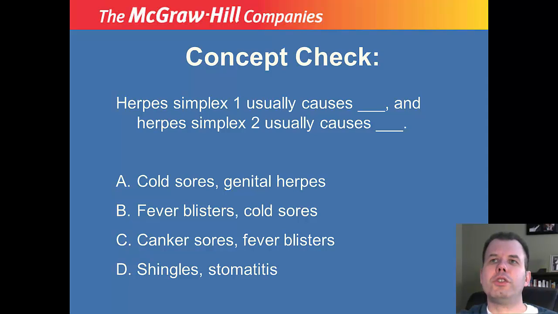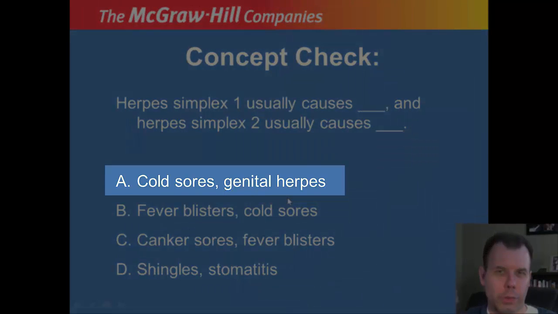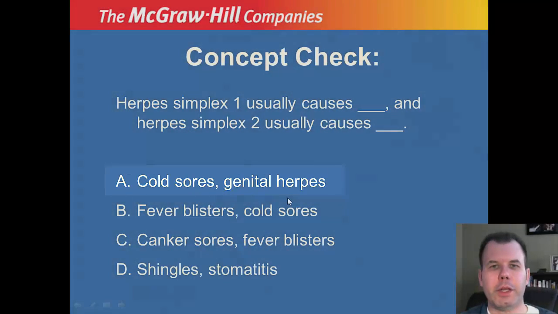Okay, so which one does herpes simplex 1 cause and which one does herpes simplex 2 cause? Is it cold sores and genital herpes, fever blisters and cold sores, canker sores and fever blisters, shingles and stomatitis? What is it? You said cold sores and genital herpes. If you've been listening for the last couple of minutes, you know it's cold sores and genital herpes. You got it right. Okay, so let's move on to the Varicella-zoster virus, which is chickenpox.